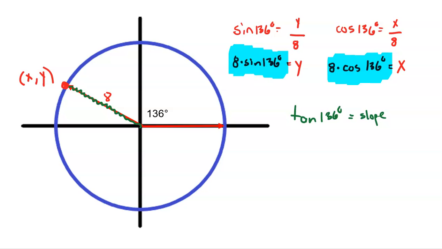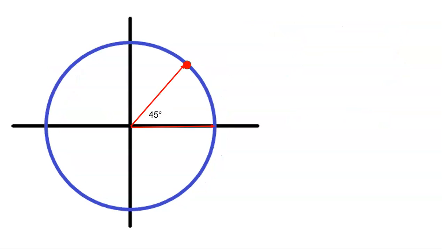However, there are a couple angles where we actually don't need our calculator at all. I don't need the calculator to tell me what sine and cosine are. There's only a few of them, so let's take a look at it. The first is 45 degrees. I will not need my calculator to understand 45 degrees.